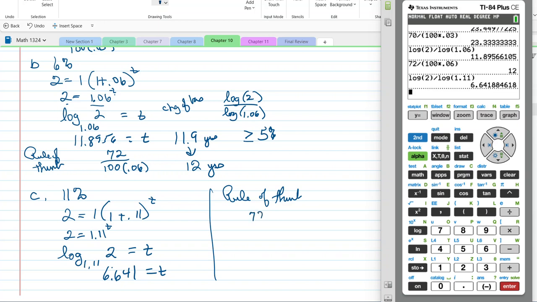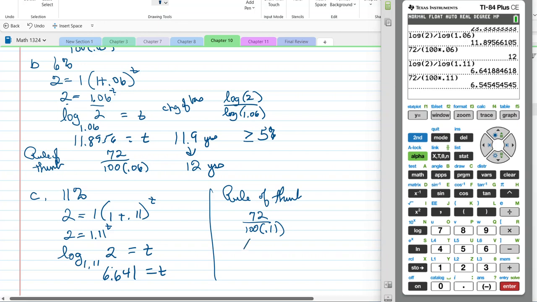Now I'm going to use the rule of thumb, which is 72 over 100 times 0.11. So I'm going to put 72 divided by, open parenthesis, 100 times 0.11. Sorry. And hit enter. And I get 6.545. And it's pretty close.